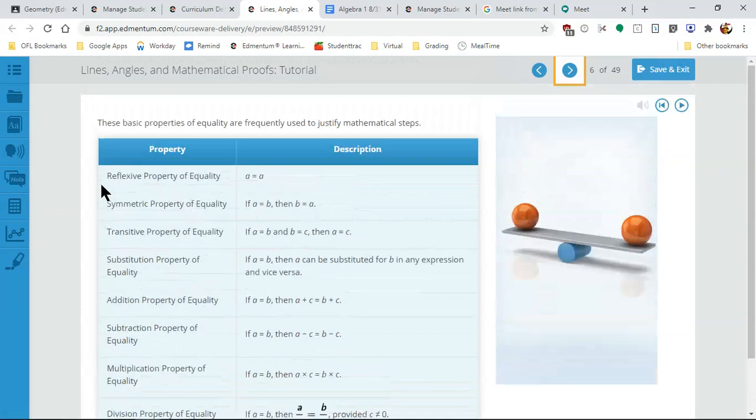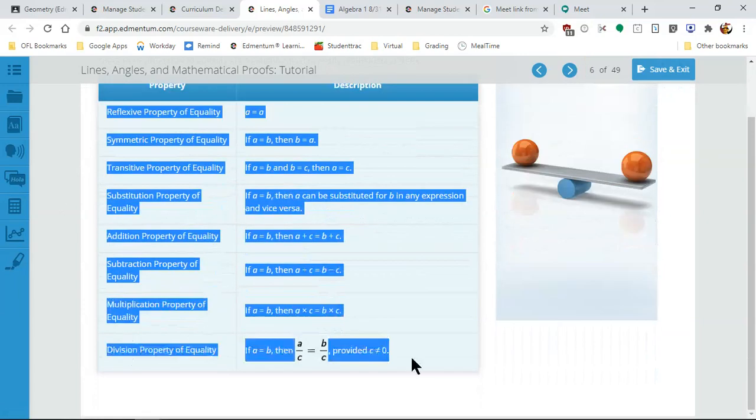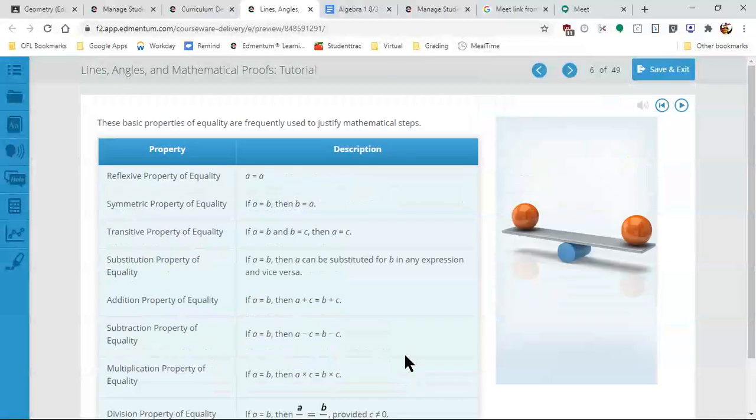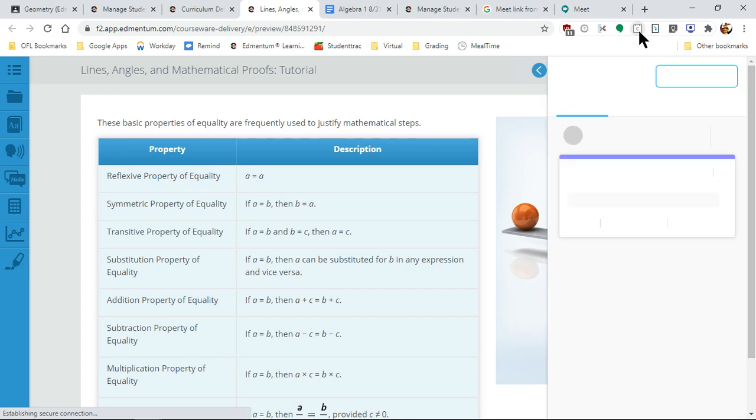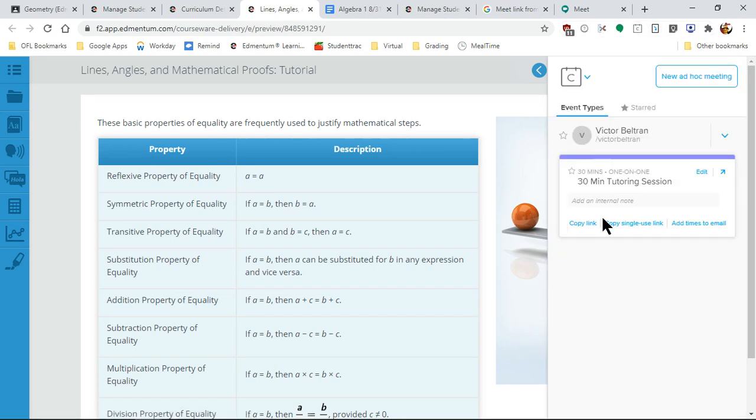In proofs, this is a good table for you to have written down somewhere. The reflexive property is just saying that A is always equal to itself. It doesn't make too much sense right now, but once we get into shapes, it is kind of necessary to prove it.